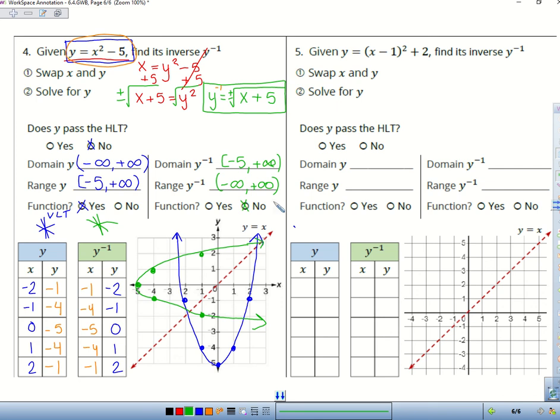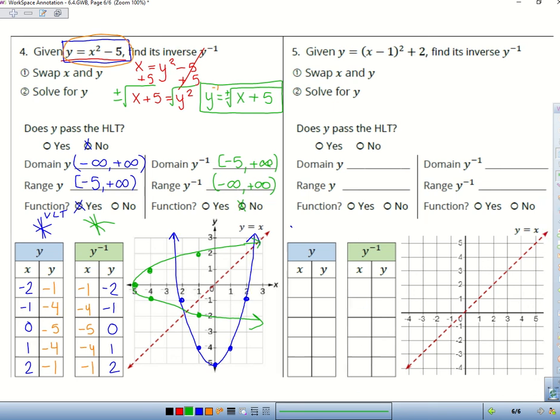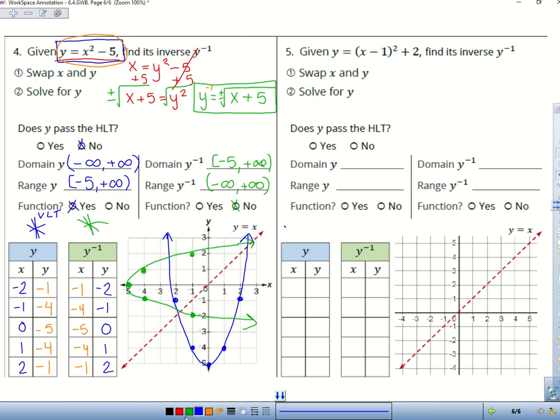Starting to get the hang of it now, a little bit. The difference between the two function tests, you have to make sure you know those. Let's go ahead and look at this one here.